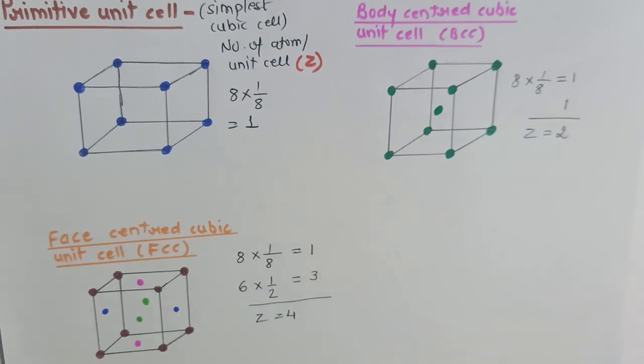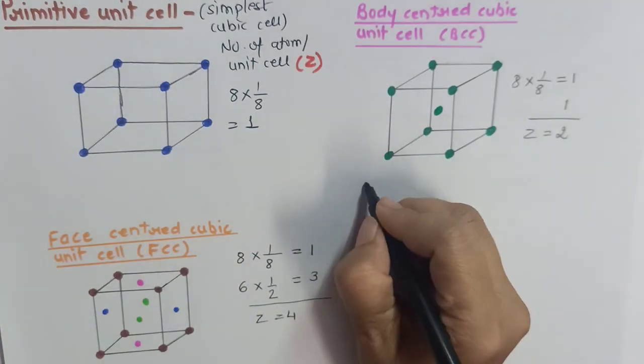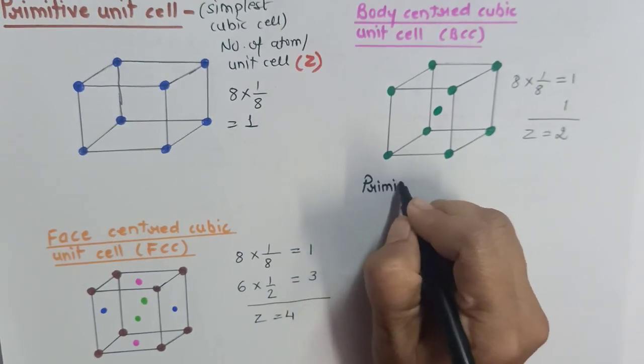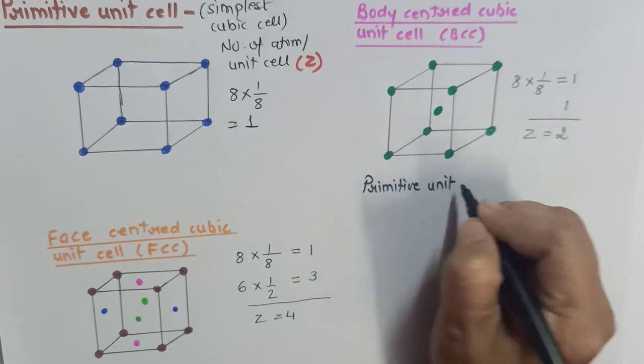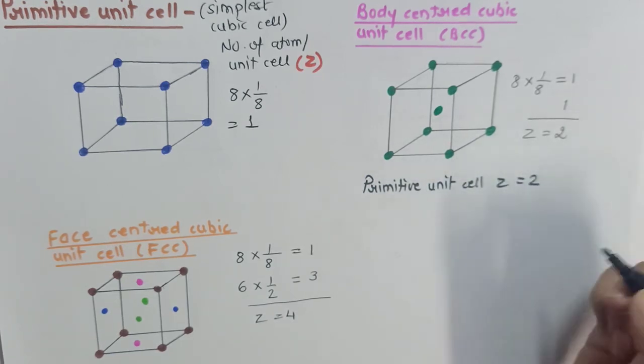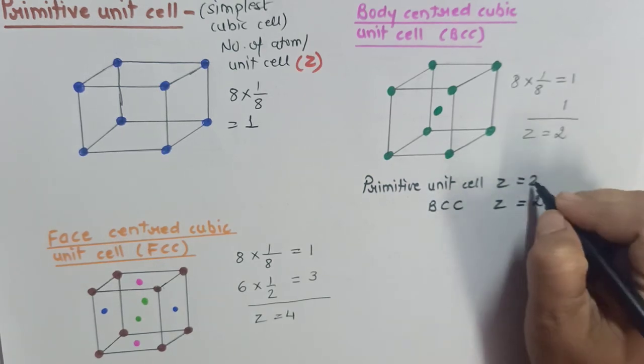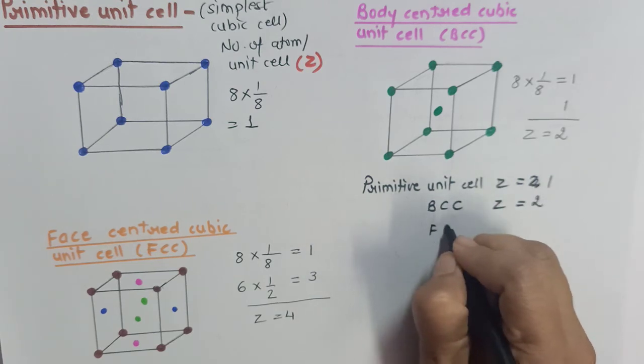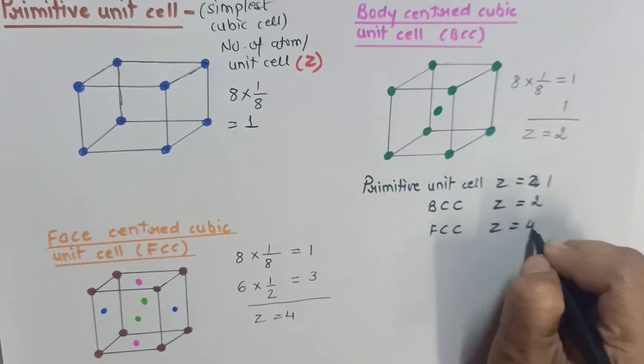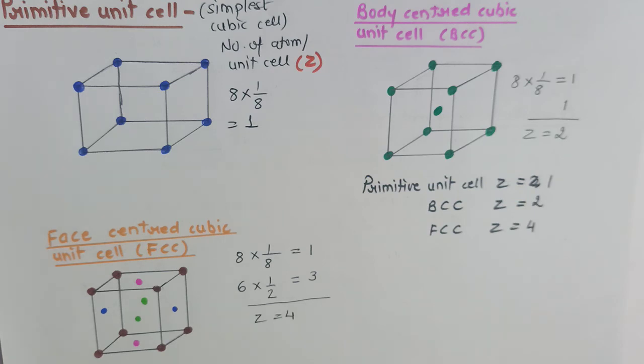Now let us summarize the things. For the primitive unit cell, the Z is equal to 1. For the body centered cubic unit cell, the Z is equal to 2. And for the face centered cubic unit cell, the Z equals 4. You have to learn these values. You have to remember this because in numericals it will not be mentioned. Simply it will be mentioned that the given crystal is either primitive, body centered or face centered.